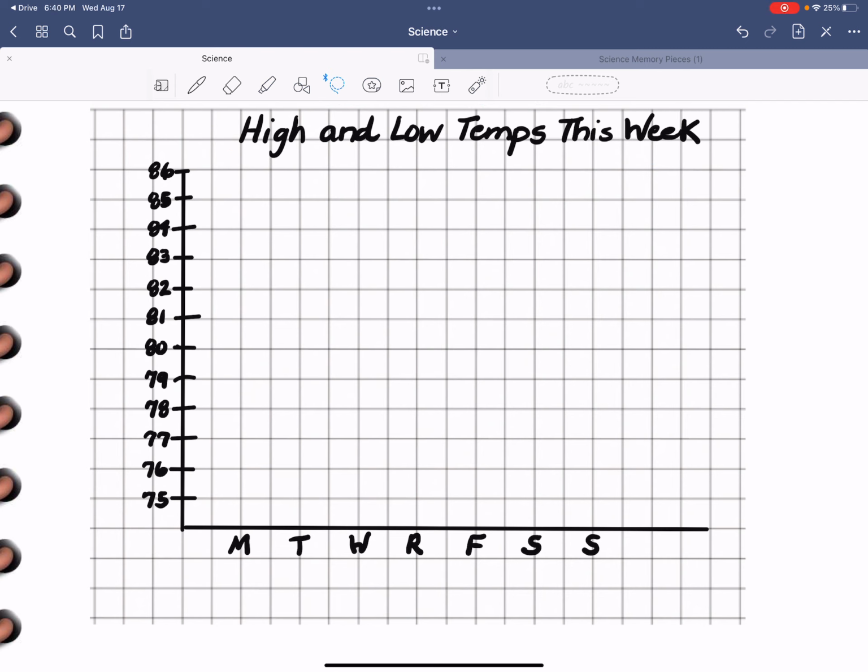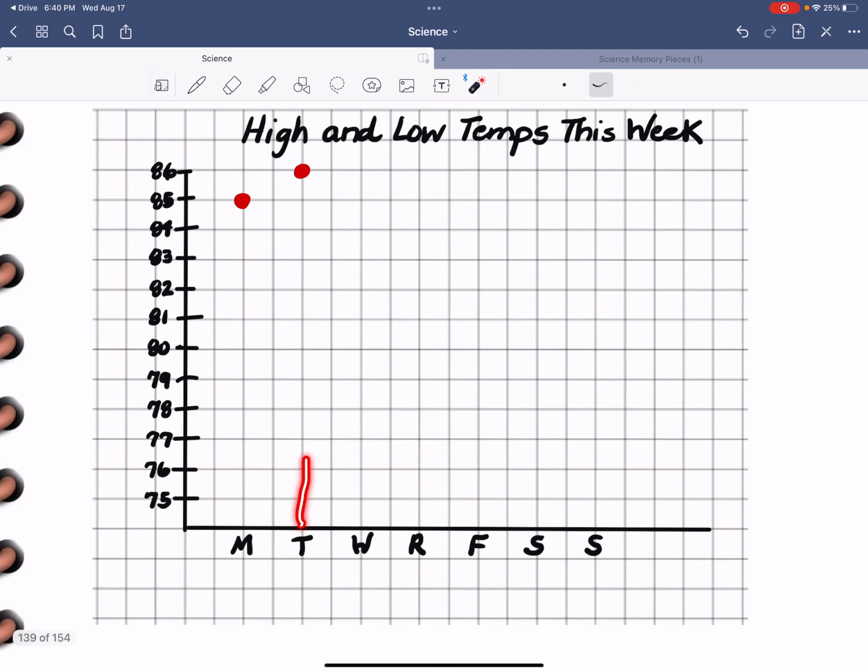Okay, on Monday, the high temperature was 85 degrees. So let's find the Monday line and put 85. On Tuesday, it was 86 degrees. So all I'm doing is finding the day. I'm going up to that line and dropping a point. On Wednesday, it was down to 84. Thursday, it was back up to 85.